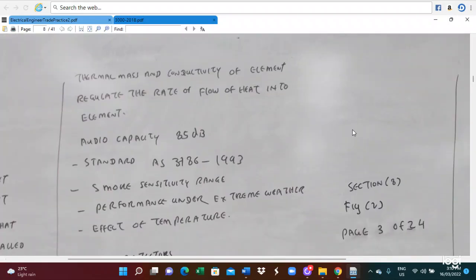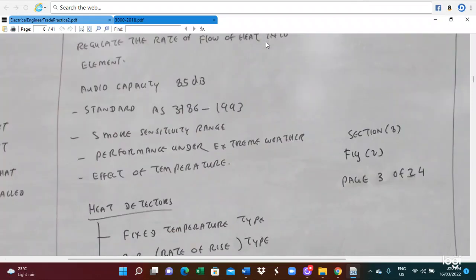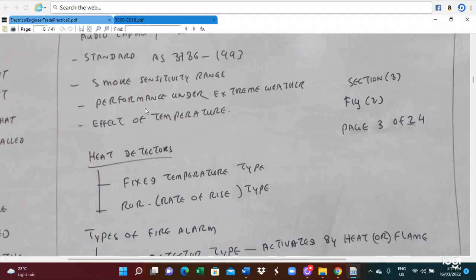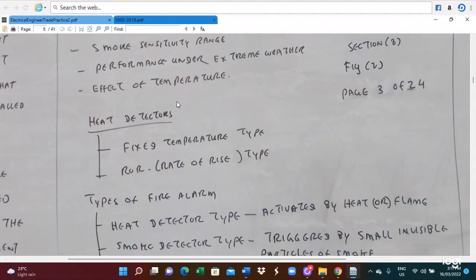So we have to utilize the thermal mass, and the conductivity of the element regulates the rate of the flow of heat into the element. In this case, a smoke alarm must have an audio capacity of 85 decibels, and the standard we have to apply is AS3000-3100 AC 1993 edition. Also, the smoke sensitivity range, the performance under extreme weather, and the effect of temperature need to be considered.